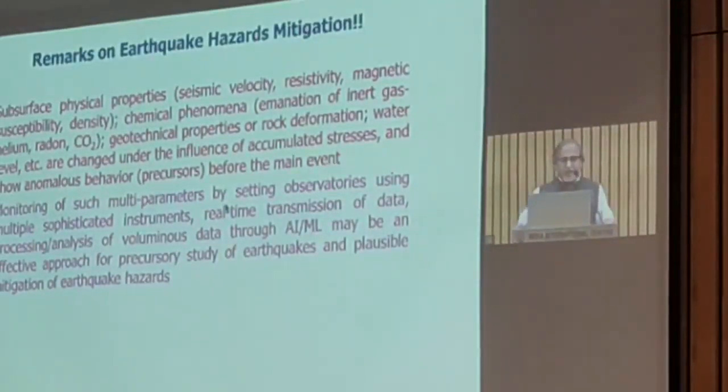So monitoring of such multi-parameters by setting up observatories using multiple sophisticated instruments, real-time transmission of the data from the field to the processing center, analysis and processing at the center using artificial intelligence and machine learning, because it has to be done continuously. So we cannot depend on human intervention. That has to be reduced, and artificial intelligence and machine learning can do that job, and we will be able to understand the precursory events, and that will help us to understand what is going to take place in that region as a measure of mitigation of earthquake disasters.